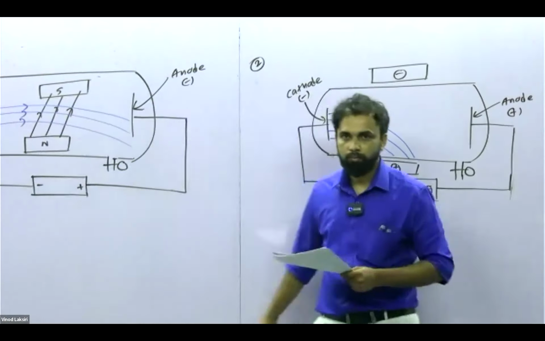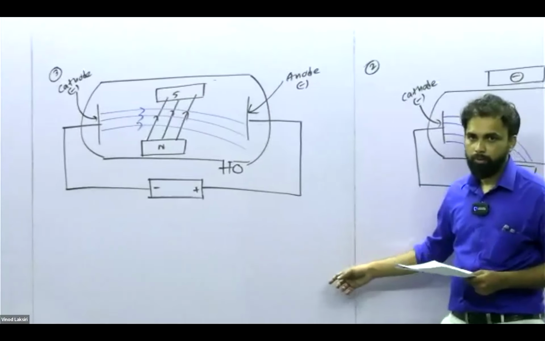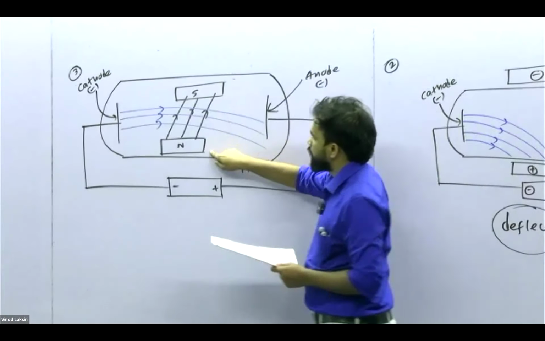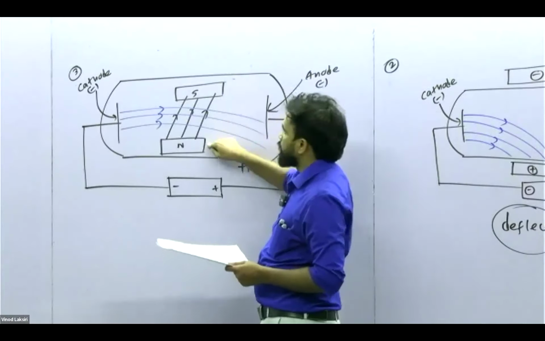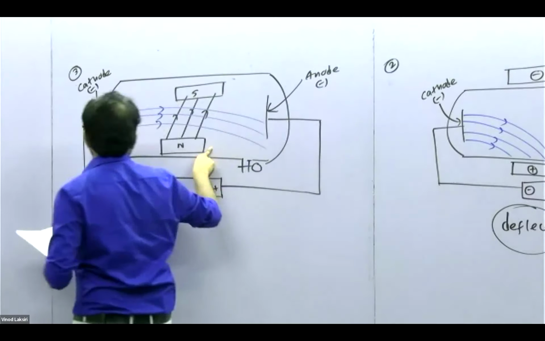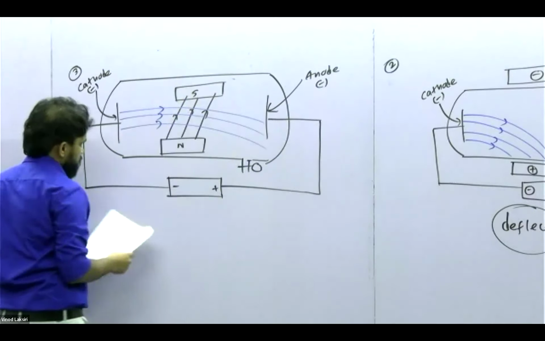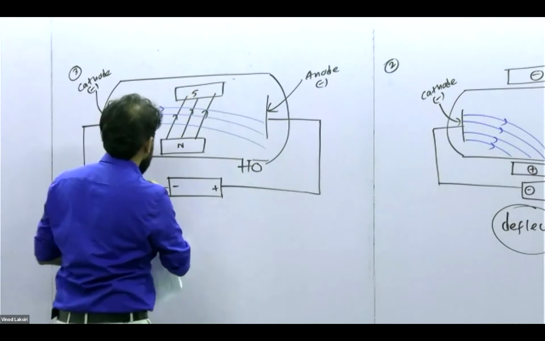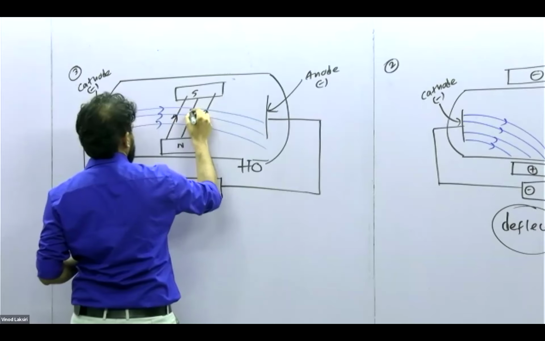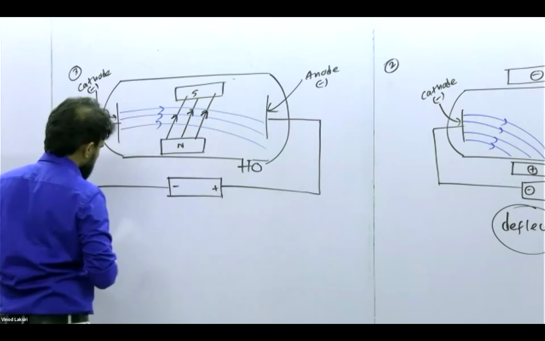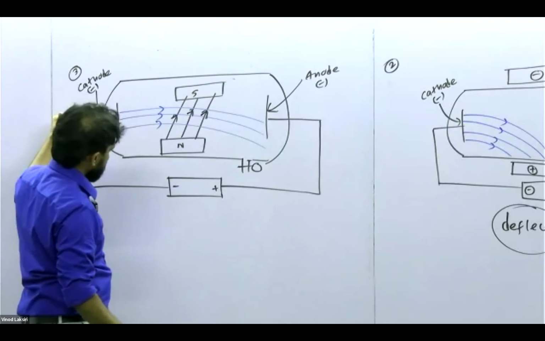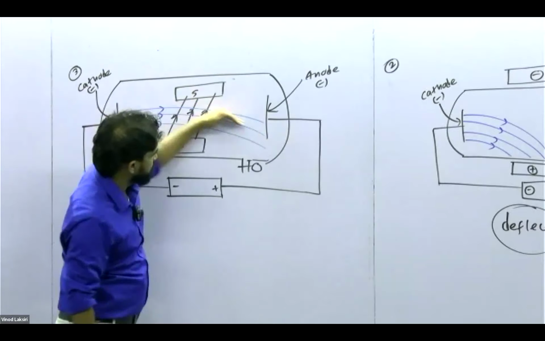Then next, third one. Third experiment. Right. So here, this is a magnetic field in north and south. It's a magnetic field. So when the north and south poles are present, the magnetic field is directed from N to S. That is why the arrows are like this, right? When this kind of magnetic field is placed in the path of cathode rays, what happens? The cathode ray deflects like this, right?